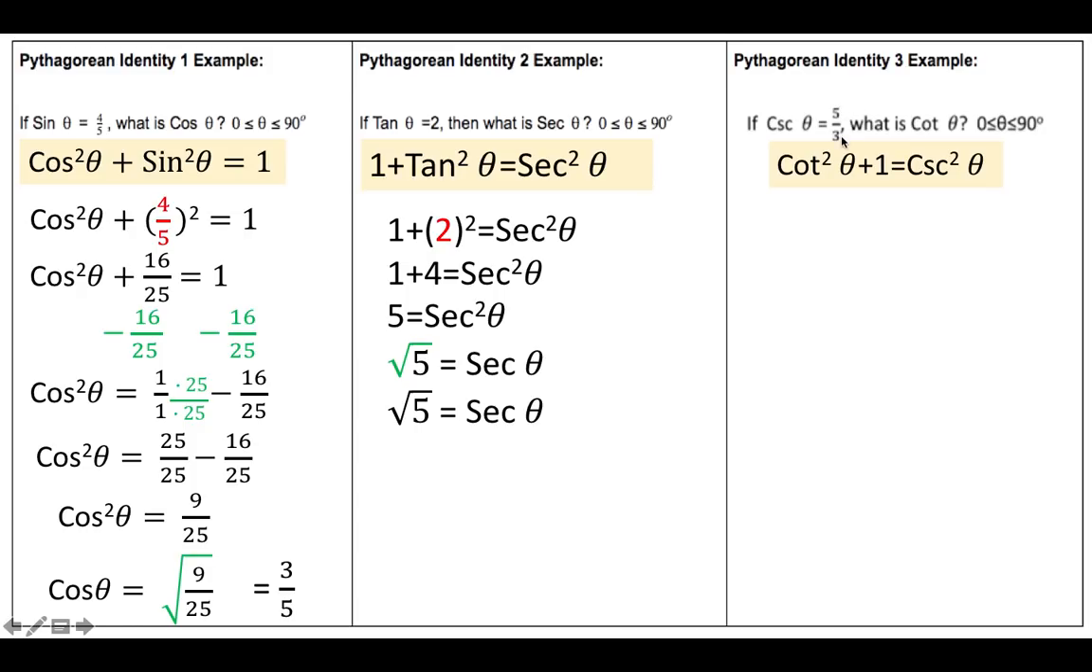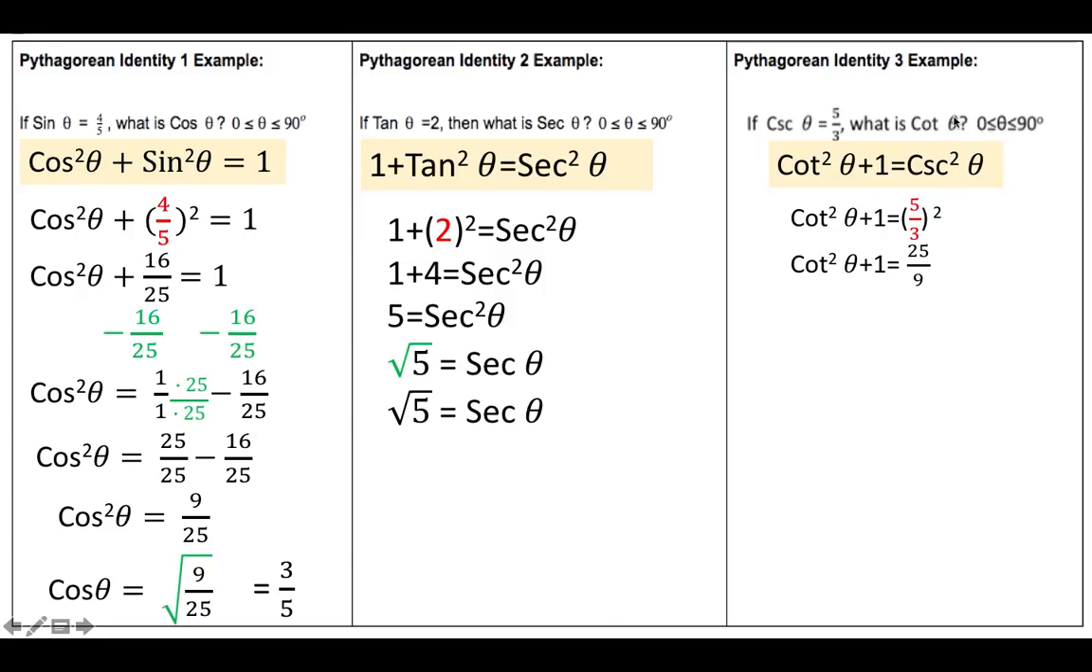Great. Cosecant is 5 over 3. So in this case, 5 over 3 is going to get plugged in right here. And that's going to show up in red. Then we're going to solve. So again, because this is a fraction, there's going to be a little more steps involved. This squared right here is going to apply to the 5 and to the 3. 5 squared is 25. 3 squared will become 9.